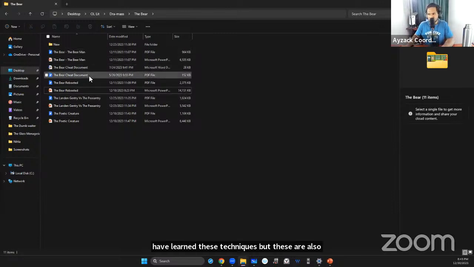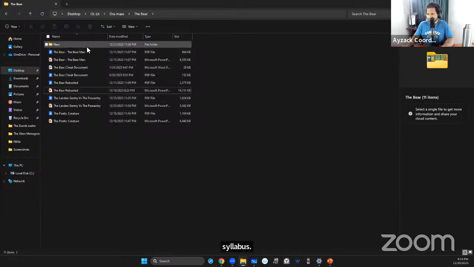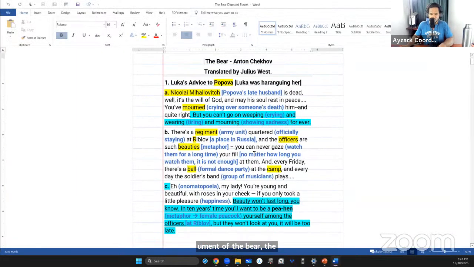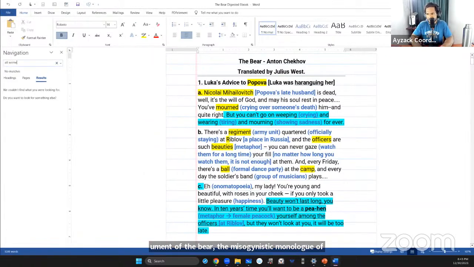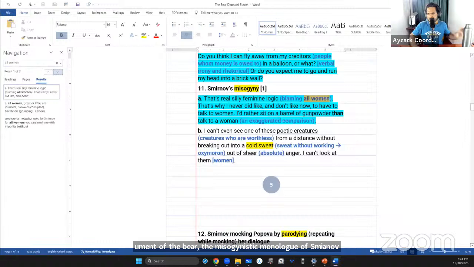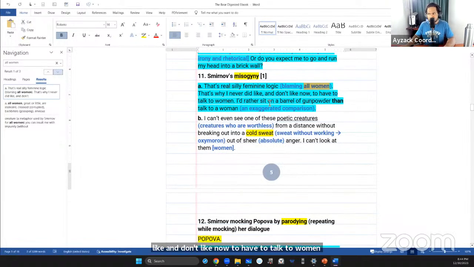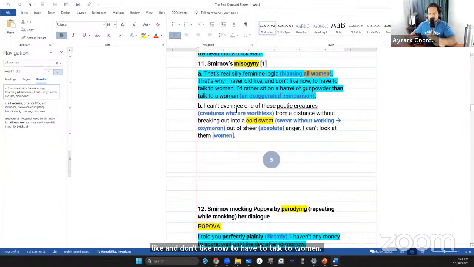All women, great or little. That's real silly feminine logic. That's why I never did like and don't like now to have to talk to women. I'd rather sit on a barrel of gunpowder than talk to a woman. I can't even see one of those poetic creatures from a distance without breaking out into a cold sweat out of sheer anger. I can't look at them.